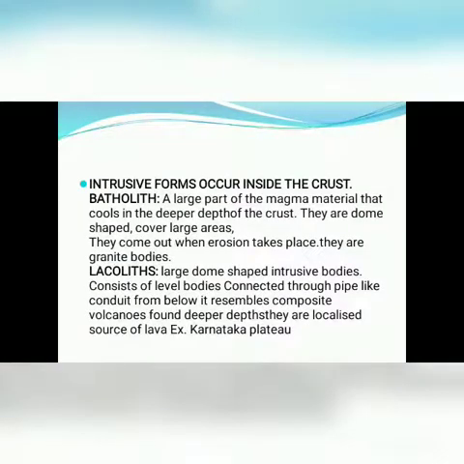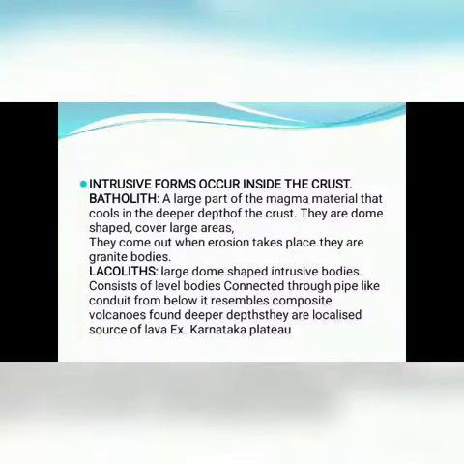Next topic is intrusive forms that occur inside the crust. First is batholith, a large part of the magma material that cools at a deeper depth of the crust. They are dome shaped and cover large areas. They come out when erosion takes place. They are granite bodies. Next is laccoliths.